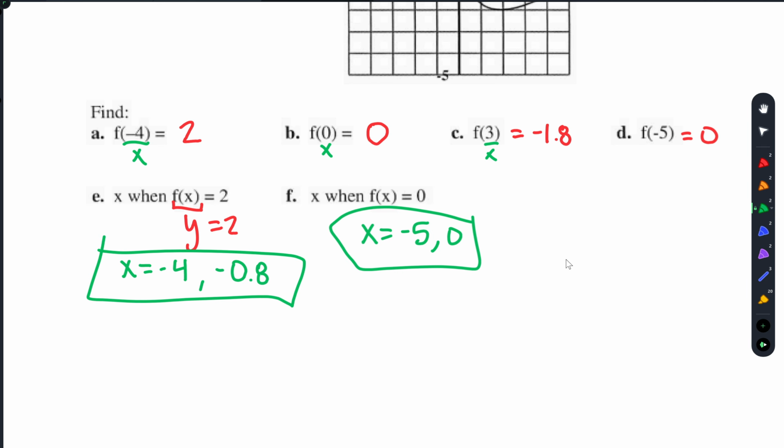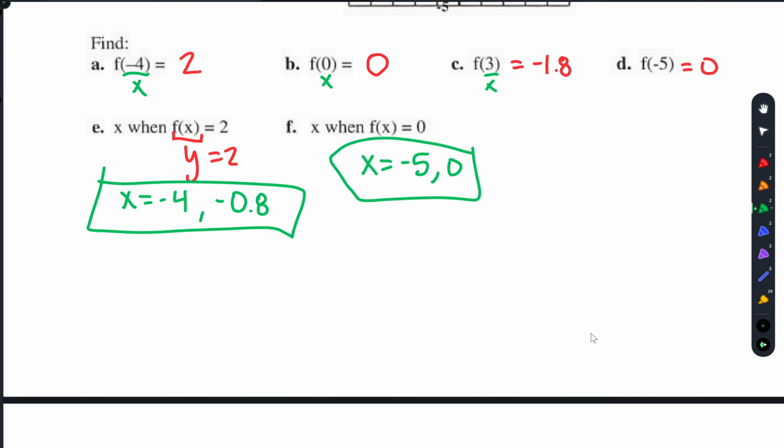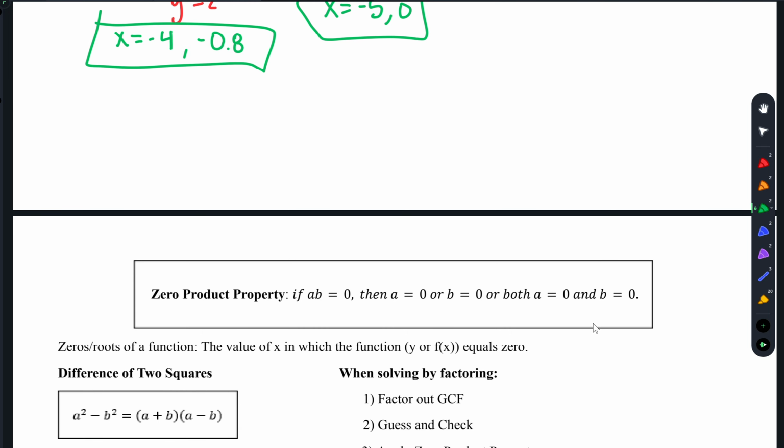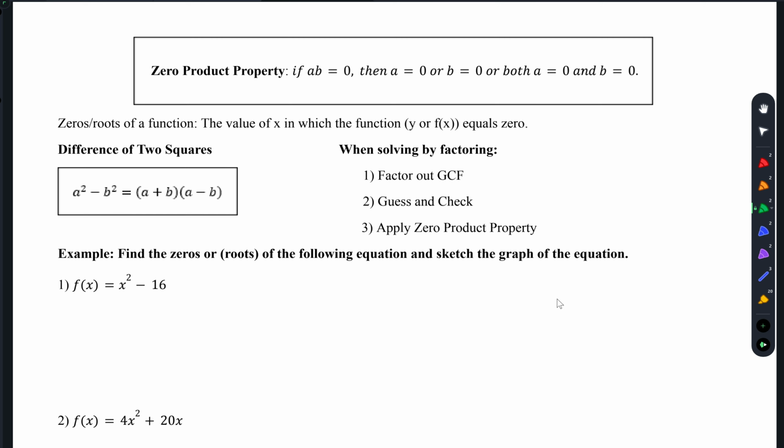Questions? I have one more page, I'm sorry. Flip it over. Hopefully nothing new and crazy here. This last page is factoring. We're just going to review our factoring rules, even though we did that at the beginning of the year too.